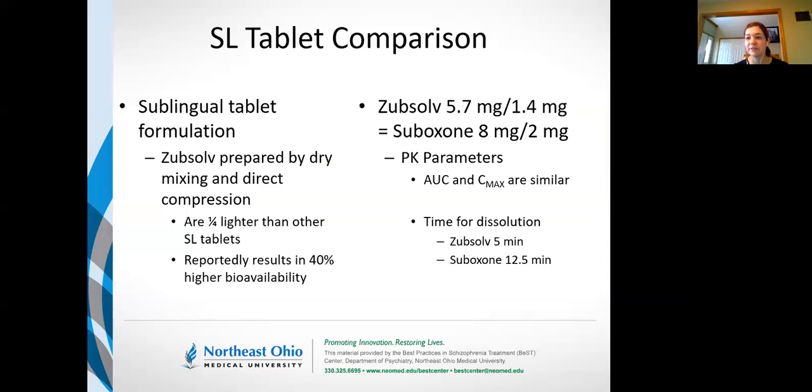There is one sublingual tablet product that does stand out compared to the other ones. So the Zubsolv in particular is manufactured using a little bit of a different technique. So it's prepared using what's called dry mixing and direct compression. So the way that they're able to combine the ingredients and create those sublingual tablets, they get lighter tablets that can dissolve much quicker. So we actually see similar concentrations at lower doses for the Zubsolv compared to the other sublingual tablets. So they dissolve quickly and a little bit more of it is able to get absorbed for the patient.